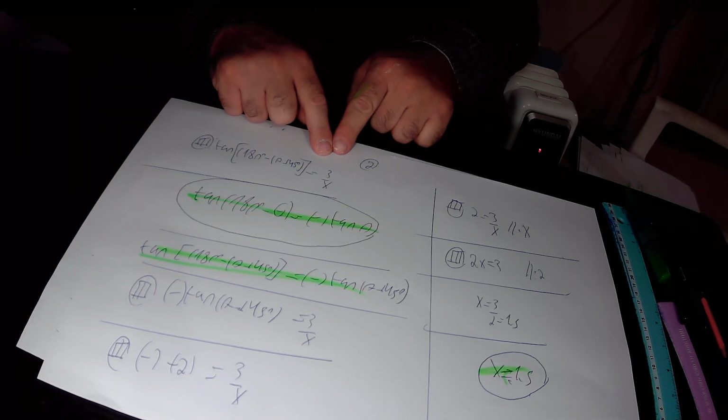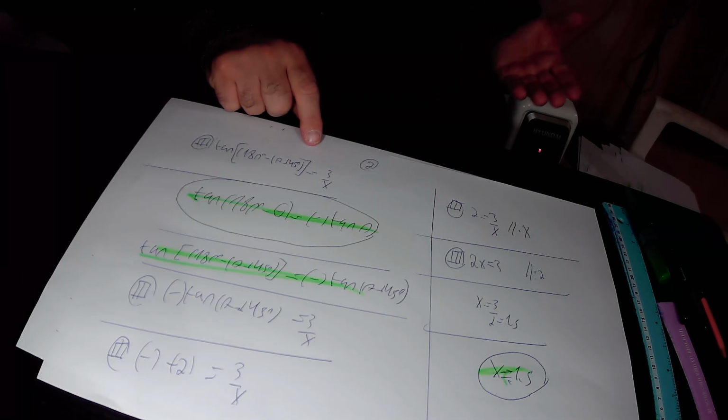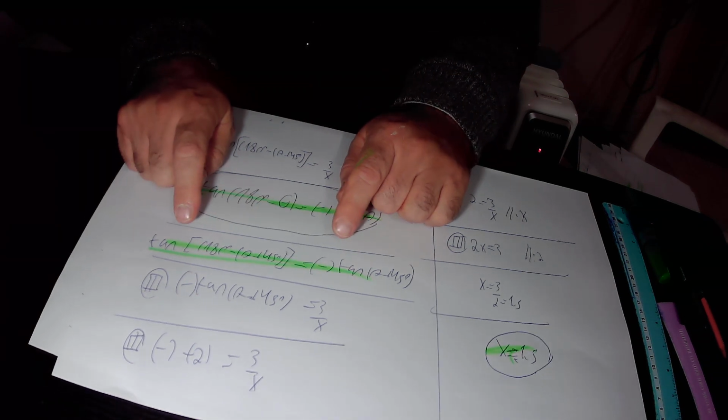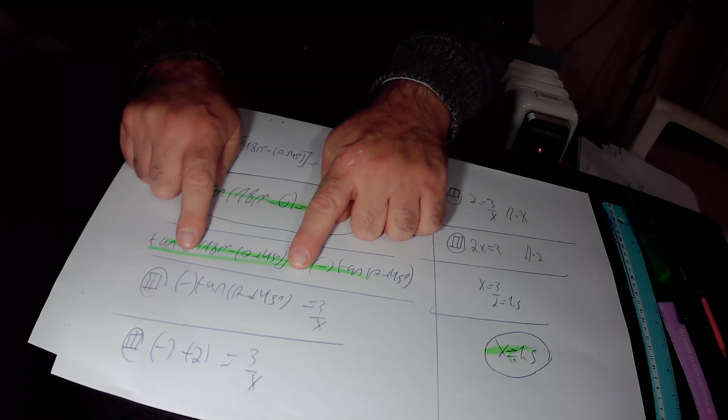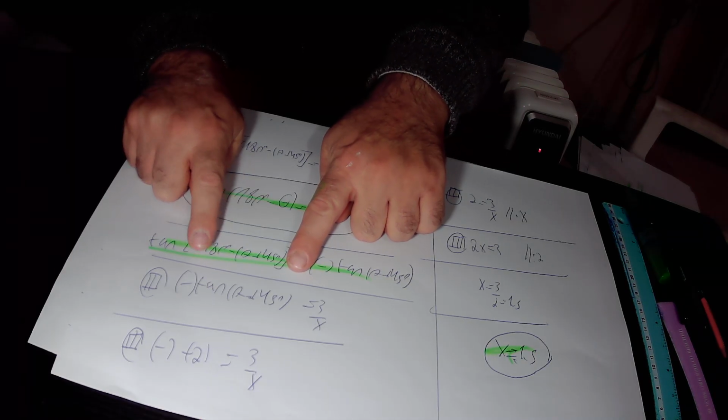So we substitute, and it equals 3 over X. So copy it here. According to equation 3, I have found out that minus tan(theta plus 45 degrees) equals 3 over X. But according to equation 2, we already found out that tan(theta plus 45 degrees) equals minus 2.